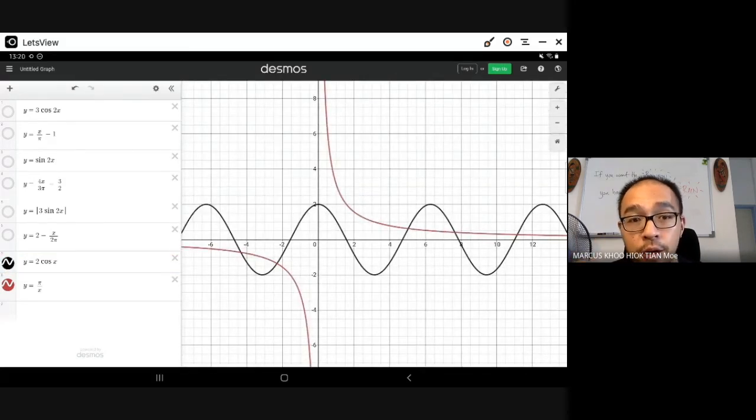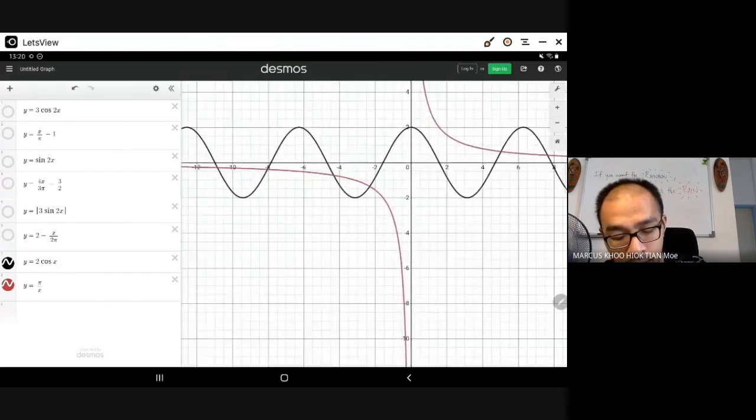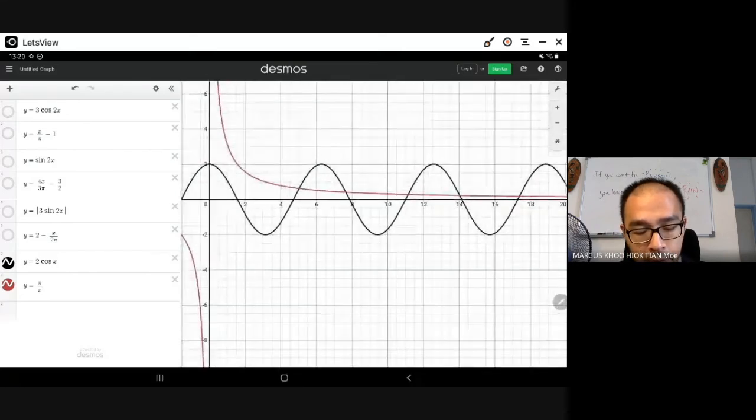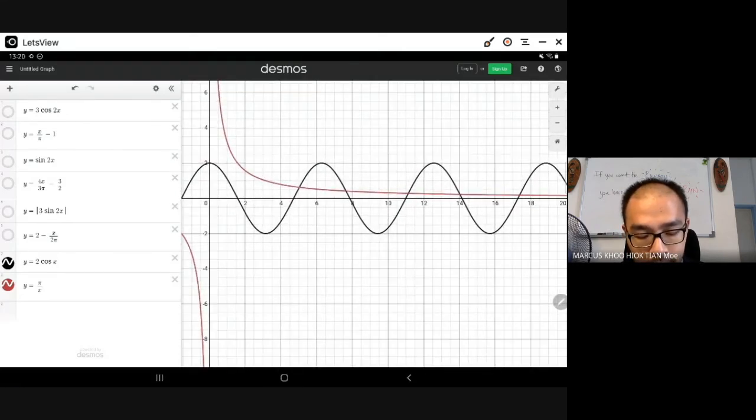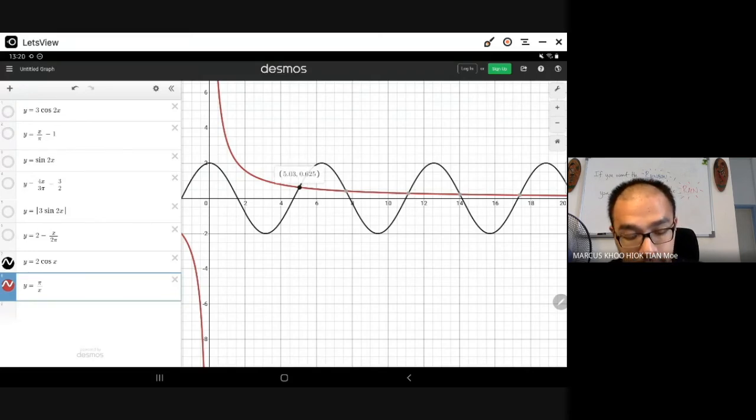y equals pi over x is a reciprocal graph. We find that from 0 to 2 pi there is only one point of intersection, which is this. This is the point of intersection, 5.03 and 0.625. The drawing of this will be done in the next class, which is tomorrow. But for today, I want you to focus on sketching, because once you know the sketching, drawing becomes much easier to do.